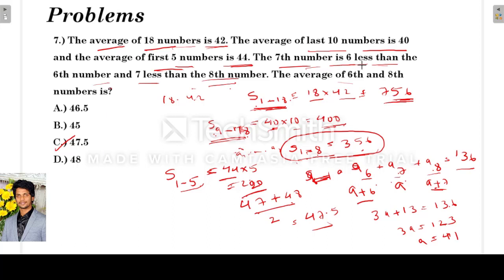Now they are telling the 7th number is 6 less than the 6th and 7 less than the 8th number. So we took the 7th number as A, then the 6th number will be A plus 6 and the 8th number will be A plus 7. So the sum of this is 136. So we got A as 41. From this they are asking us the average of 6th and 8th number. So the 6th number will be 41 plus 6, 47, and the 8th number will be 48. So their average is 47.5.